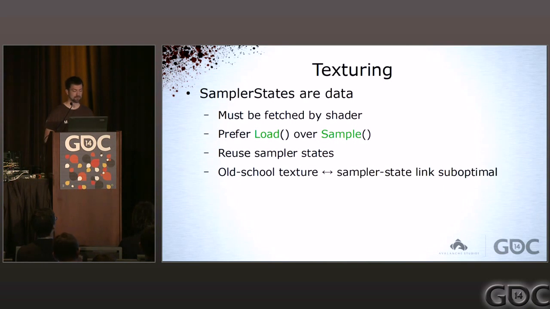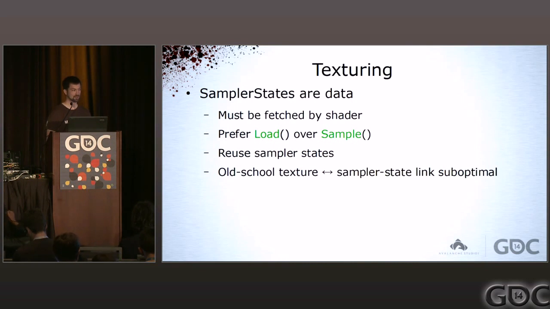Textures. As I mentioned before, all these descriptors for textures and samplers are data now. They don't reside in any hardware registers. They reside in memory, so they are explicitly fetched by the shader. And this means, of course, that the less data you need to fetch, the better. So if you can use the load instruction instead of using sample with point filtering, that's going to be a lot better, because then you don't need to fetch a sampler state.